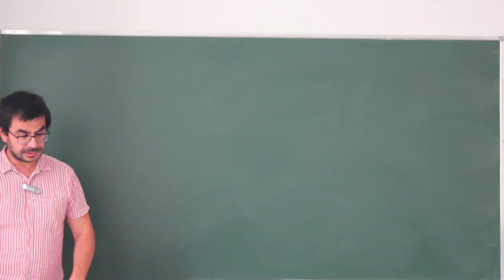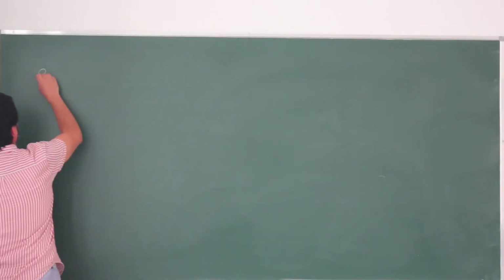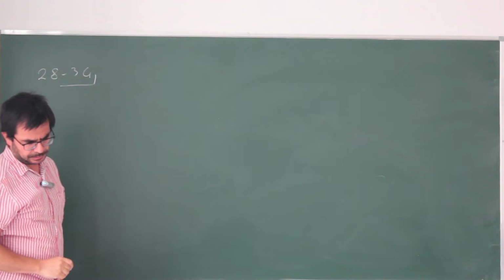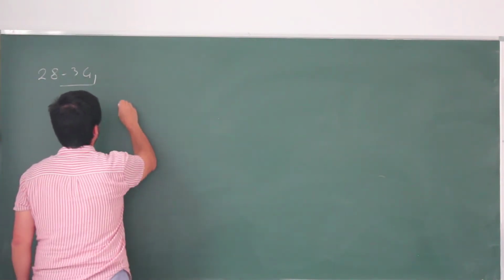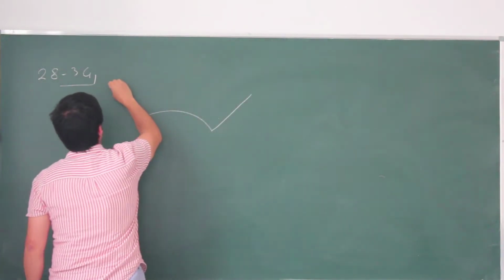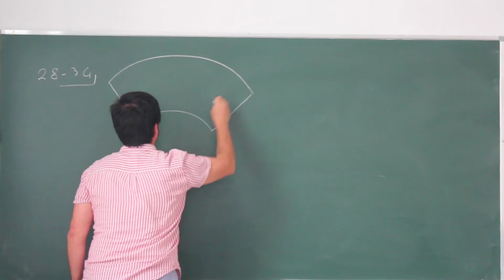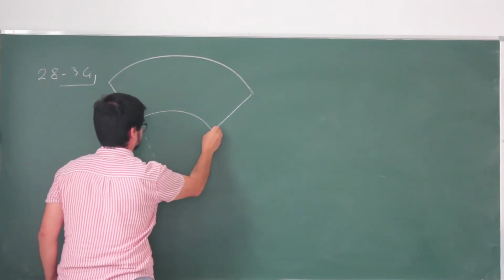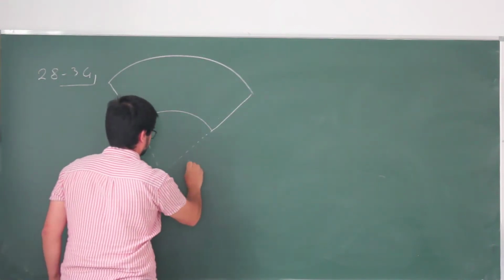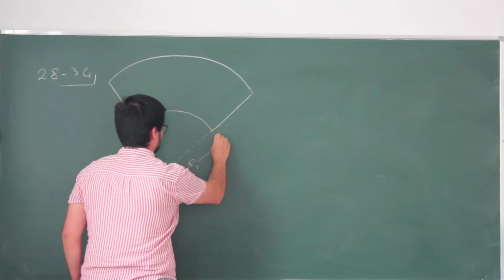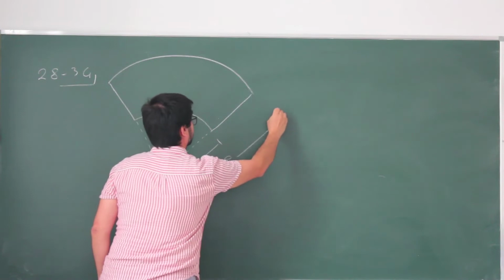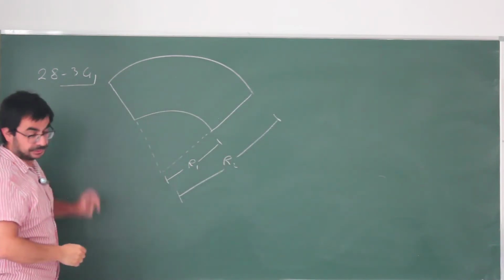Okay. So this is question 34 from chapter 28. And here we are given a strange shaped loop, a current carrying loop. So this is a circular arc and a bigger circular arc. In fact, these are arcs of two concentric circles of radii R1 and R2. Okay, like so. These are circular arcs and these are the radial segments.